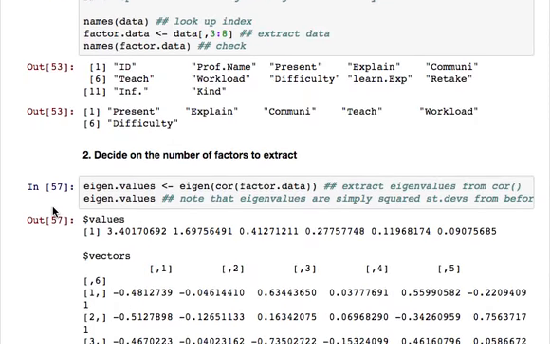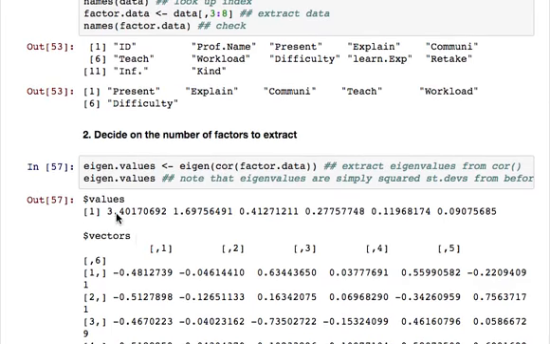So now we want to decide on the number of factors to extract, and just like in PCA, we're going to be using exactly the same rules. The Kaiser-Guttman rule, the variance explained rule and the scree plot rules all apply both to EFA and PCA. So in here, instead of running the PCA, I'm going to extract the eigenvalues from the correlation matrix. The command cor is going to create the correlation matrix from the factor data, and eigen is going to extract the eigenvalues for each one of the components.